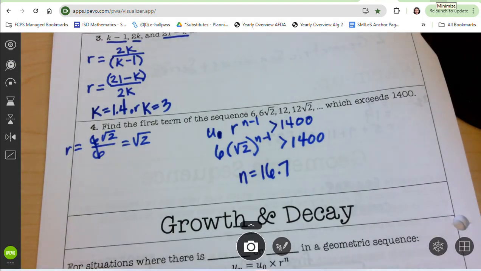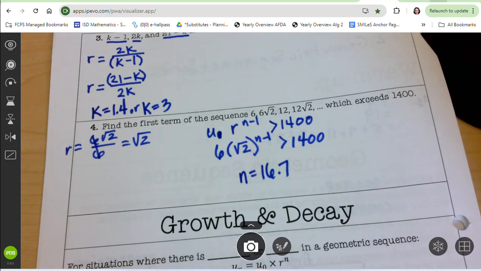For n, you can have a 16th term, and you can have a 17th term, and you can have an 18th term, but you can't have a 16.7 term. So it needs to exceed 1400. So after the 16th term, has it exceeded 1400?